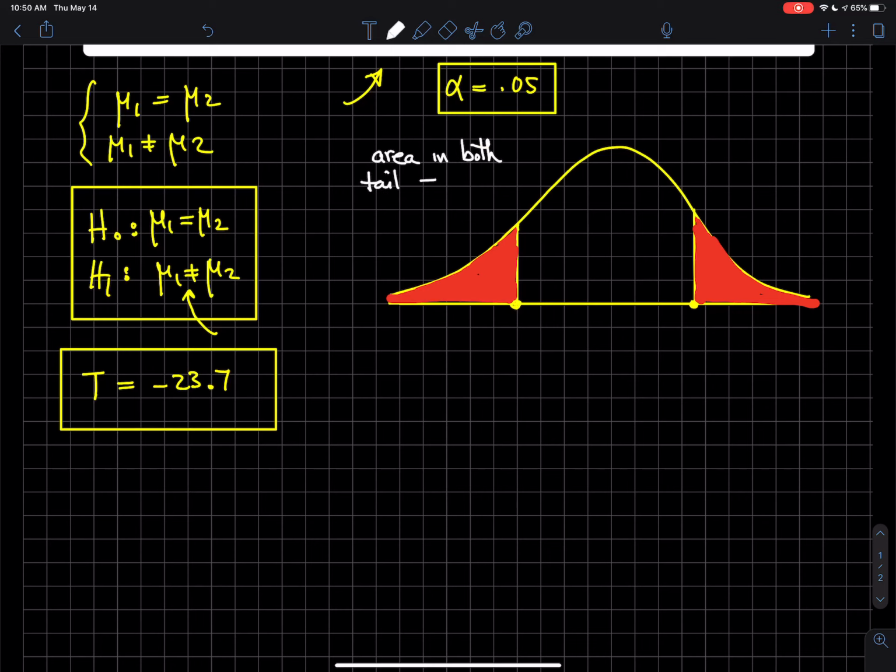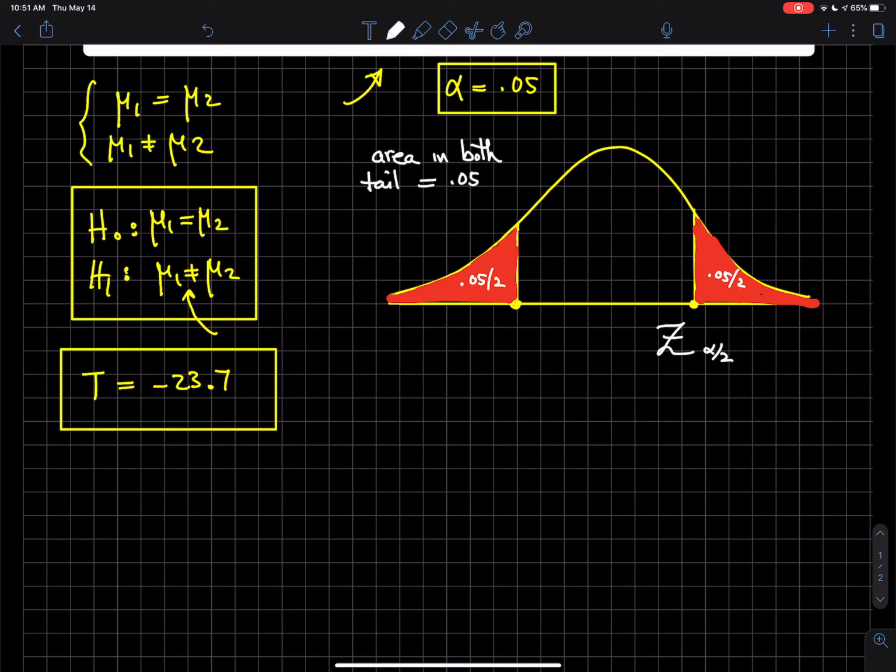If you wanted to know how much is in each tail, you just divide 0.05 by 2. So 0.05 divided by 2 is in here, and 0.05 divided by 2 is in here. I've told you this before, but I'm going to mention it again. A lot of you wondered what it means when they write z alpha over 2. Here is exactly where I could show you why it's notated that way.